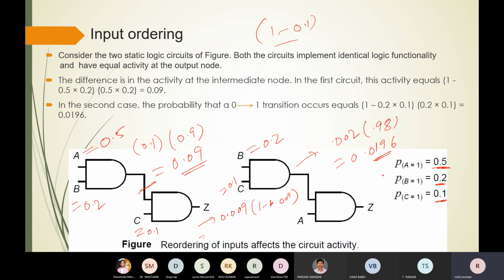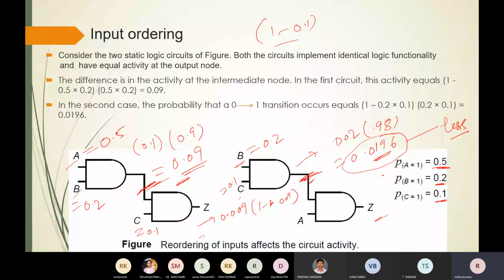So switching activity at this end is less, and for this same circuit it is more. If you see, I have just reordered the pin. Here is AB, and here you can see BC. I have just changed it. Because there is less switching activity, overall it will reduce.